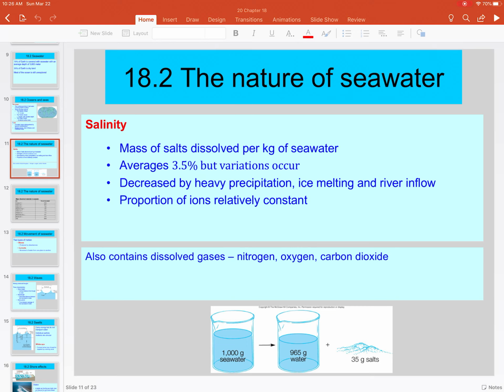Now in the saltwater, we also have important dissolved gases, nitrogen, oxygen, carbon dioxide. Those are important for the things that live under the ocean, the underwater plants, the fish, aquatic life, the corals that live out in the sea. And so you do need to know, this is an important slide to know.